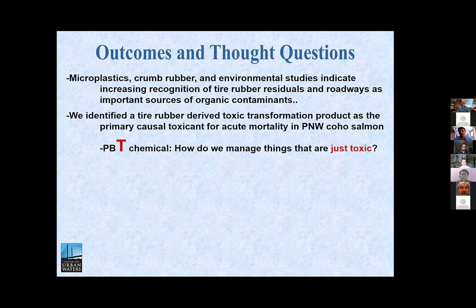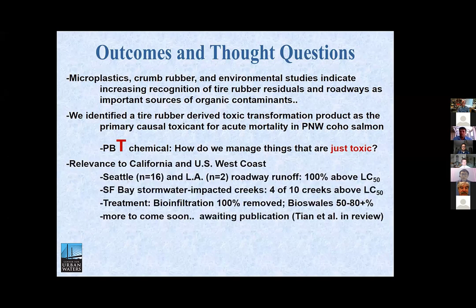We identified a tire rubber-derived toxic transformation product as the primary causal toxicant for acute mortality in Pacific Northwest coho salmon. It's not a PBT chemical, it's just a T chemical. So I want you to think about how we manage things that are just toxic. A little relevance to California and the US West Coast.